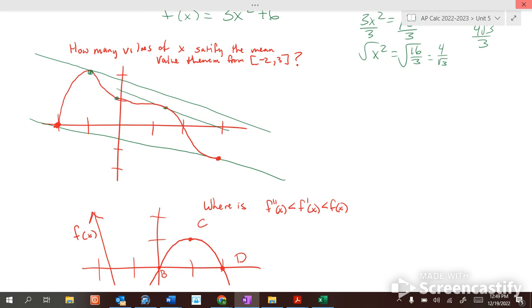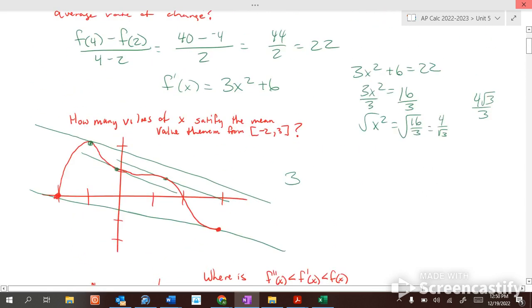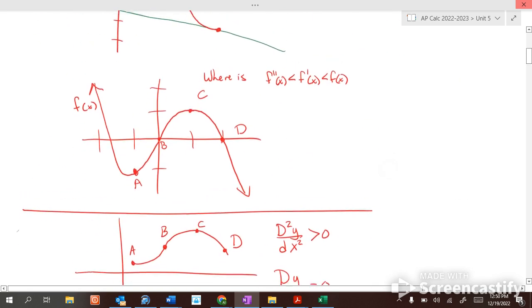What about right here? There's a tangent line there that would have that slope, right? Anytime where it curves down or up, it would have that same slope as this one. So, how many values satisfy this? 3 values satisfy the mean value theorem. The average value is the same along there. So those were some not very nice ones.